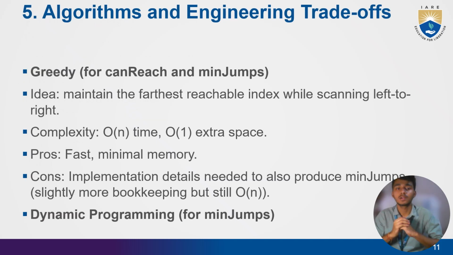Now further, we are going to discuss the algorithms and engineering trade-offs used in this Jump Game code. Greedy for canReach and minJumps. Idea: maintain the farthest reachable index while scanning left to right. Complexity: O(n) time and O(1) extra space. Pros: fast, minimal memory. Cons: implementation details are needed to also produce min jumps, with slightly more bookkeeping. Dynamic programming for min jumps has complexity space of O(n).